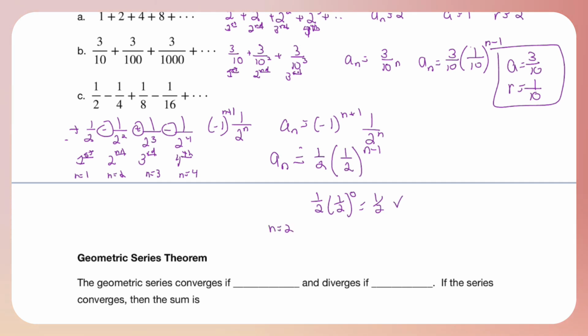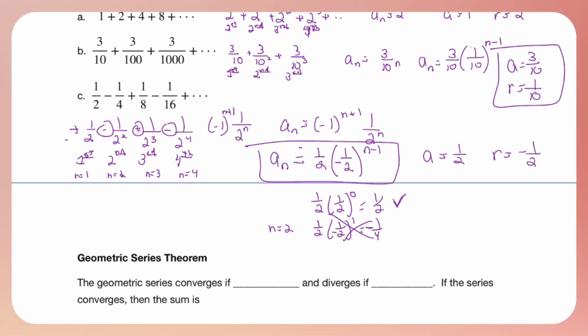For n equals 2, 2 minus 1 is 1. So 1/2 times 1/2 does give us 1/4. Yes. So this is working out pretty good. The only problem is I'm not alternating signs. So let's try making the r negative and see if that works. And as I work through it, I figure out that, yeah, that gives me my signs change because I'm going to raise even and odd power. So that's going to be my geometric series. And so now I need to figure out what my A term is, which is 1/2, and my R term, which is negative 1/2.